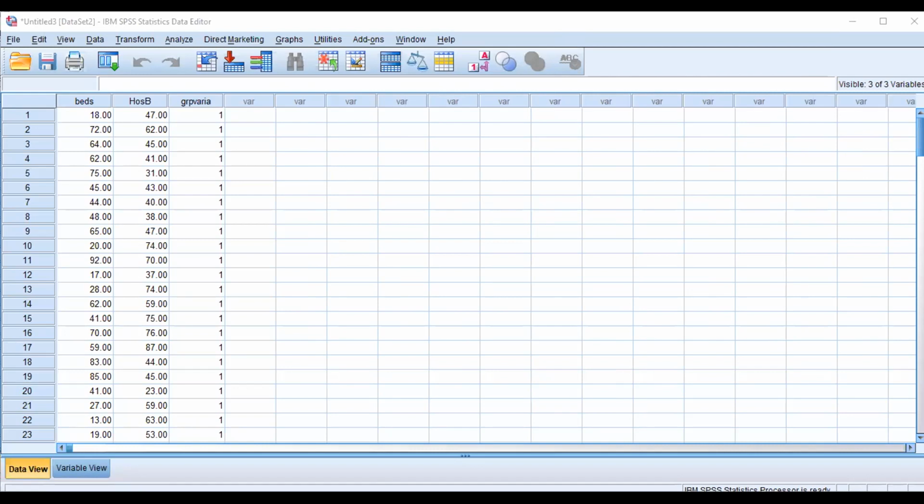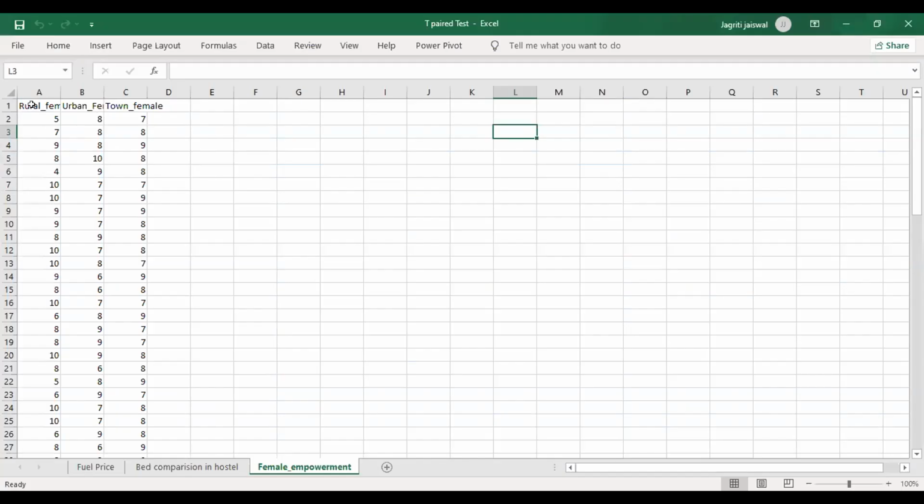Why am I showing the origin of the data set? Because whenever you are provided with a data set, it is not in a form that can be fed directly into SPSS. You have to make that data as per the software requirement. So we are given this kind of data set: rural, urban, and town female.